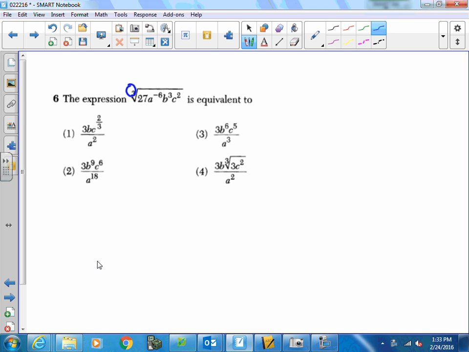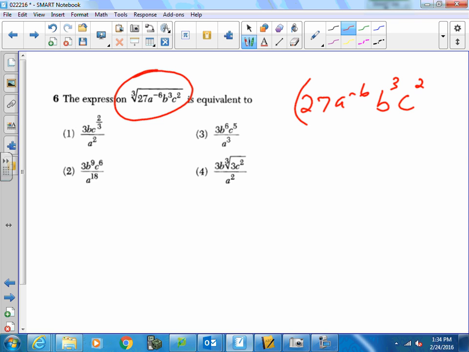And it'd be good, based on all my answers, if I look at all these answers, I'm seeing exponents, and I'm seeing a fractional exponent here. So it might be good to change how it's written here and rewrite it as 27, a to the negative 6th, b to the third, c squared, and all of that to the 1/3 power. All right, because third root is the same as raising something to the 1/3 power.